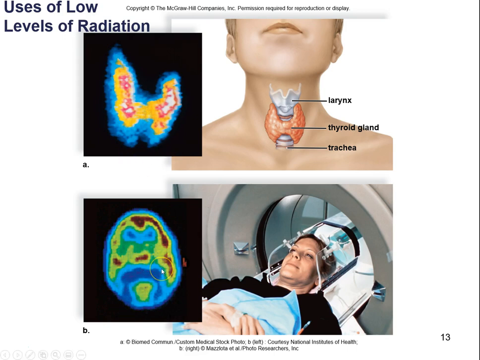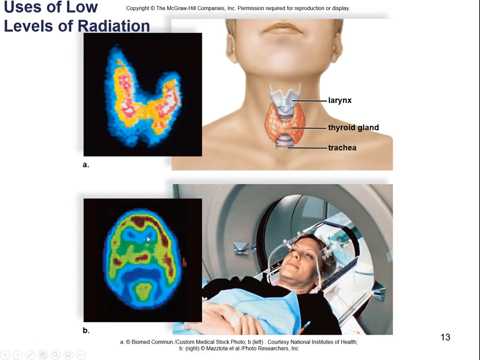In B here, this is showing you imaging of the brain. This is something called a PET scan, which stands for positron emission tomography. We've probably heard of that before. If you look at the different colors, the most active areas are these red and green areas. The blue is the least active, low activity, and red and green is high activity here.